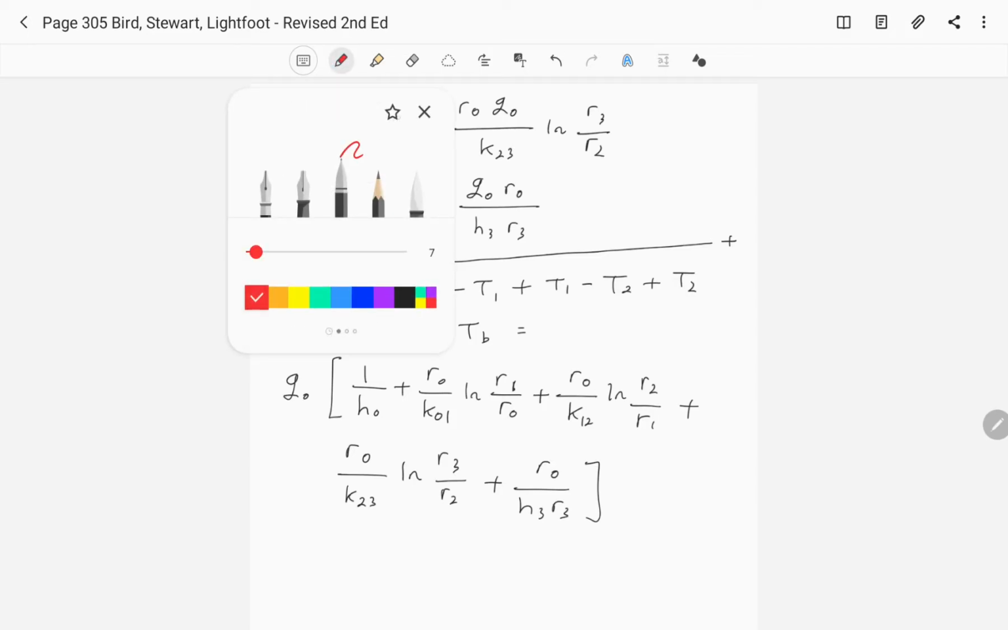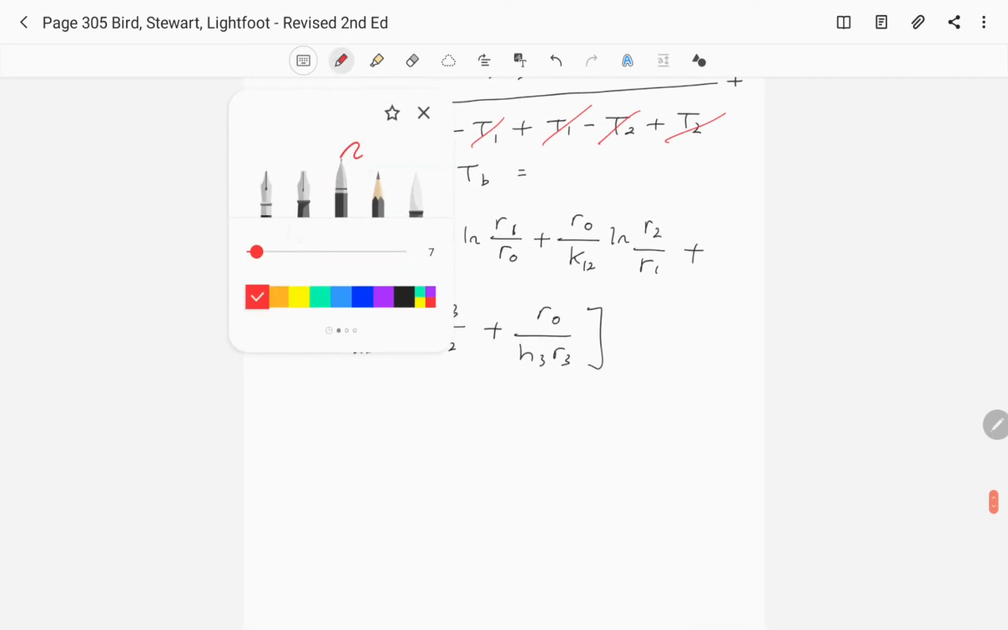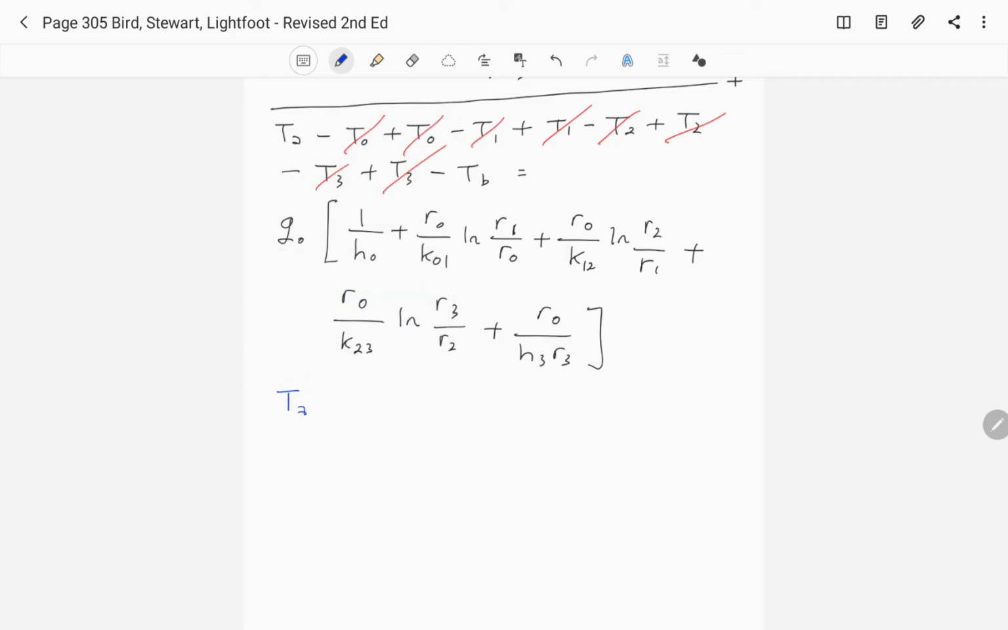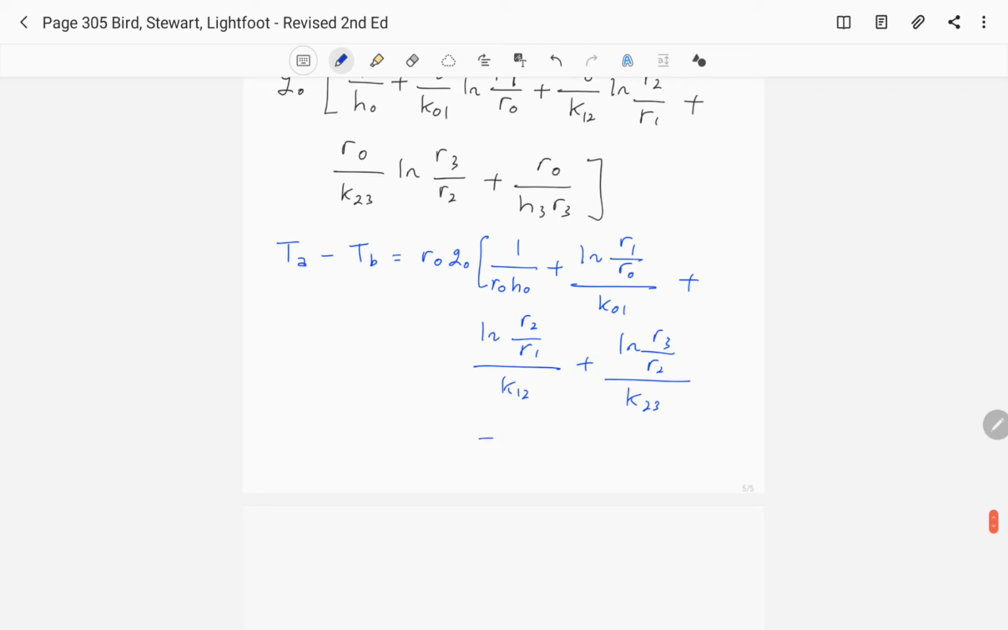And the temperatures in here can be cancelled, so that you basically have TA minus TB equal to R naught Q naught times 1 over R naught H naught plus ln R1 divided by R naught divided by K01 plus ln R2 divided by R1 divided by K12 plus ln R3 over R2 divided by K23 plus 1 over R3 H3.